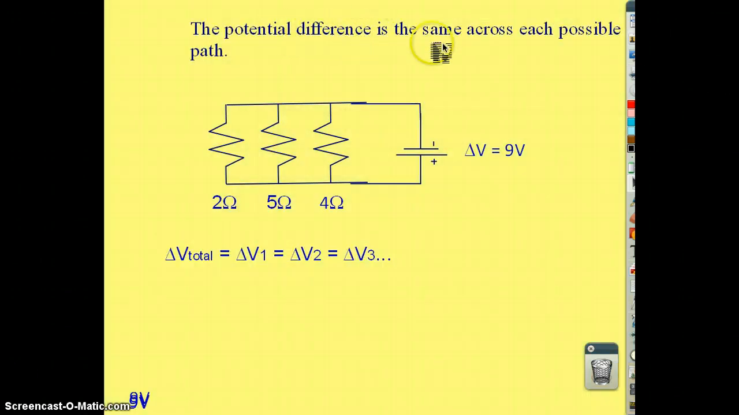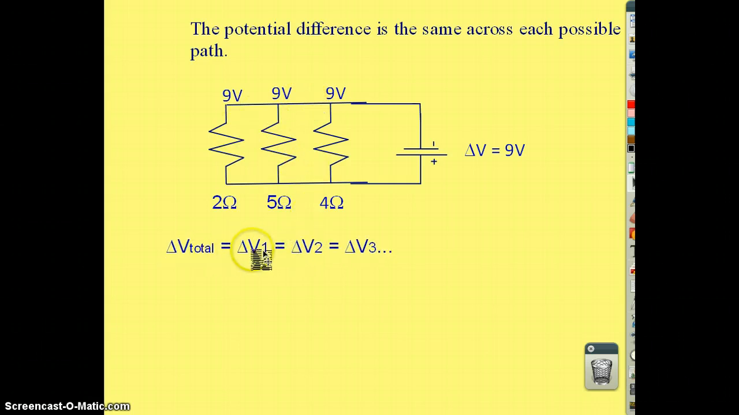So, potential difference in a parallel is the same across each possible path. So if we have a total voltage of 9 volts, each path has 9 volts available to it. 9 volts available. So that's kind of neat. So our rule here is total voltage is equal to the voltage along each path.